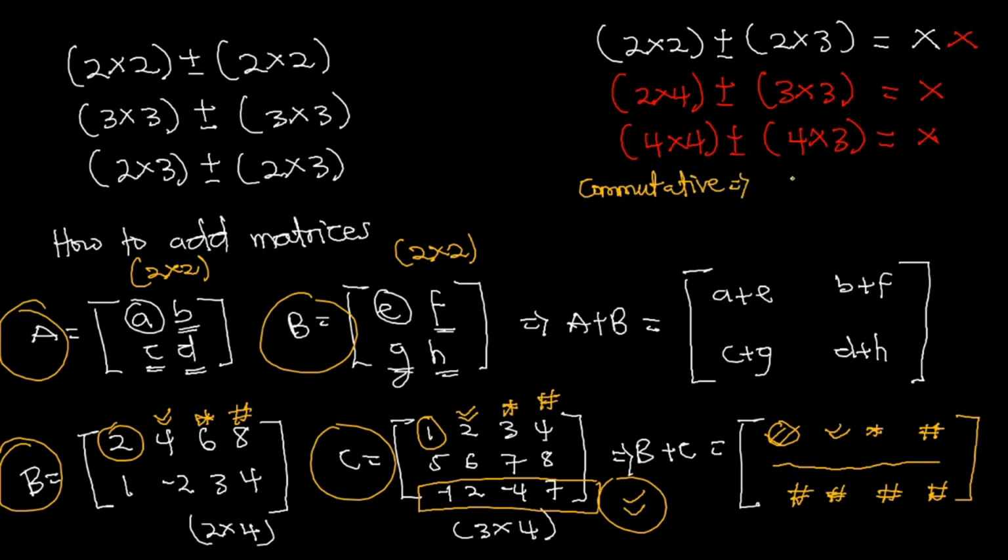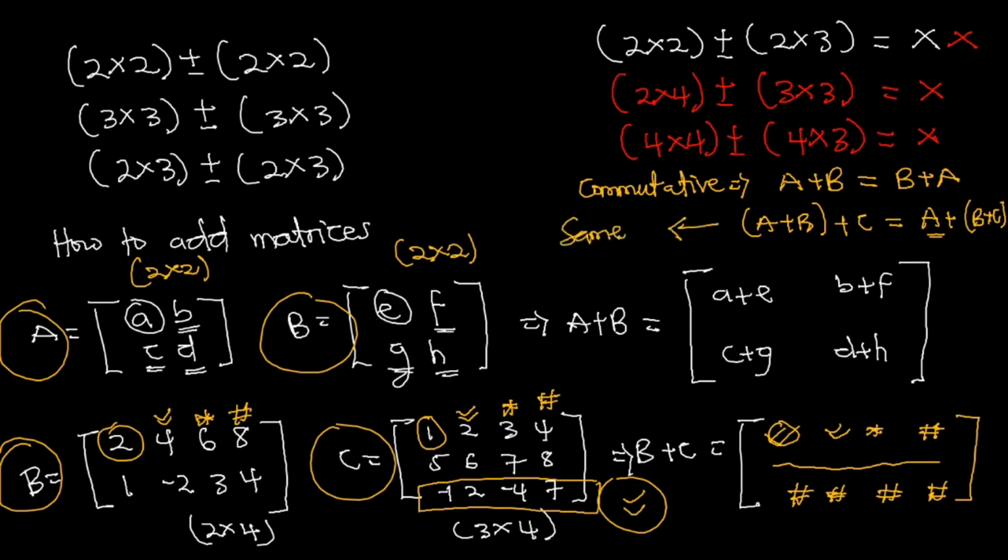What it means is that if we have matrix A and we add it to B, it is equal to matrix B added to matrix A. It's the same thing. Or if we add A plus B first before we add another matrix C, it is the same as adding matrix B to C before we add matrix A, provided all the matrices over here have the same order. So we need to make sure they have the same order before we can add them.